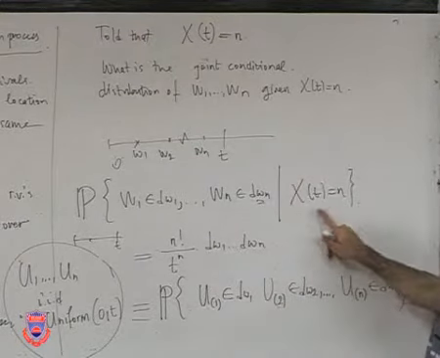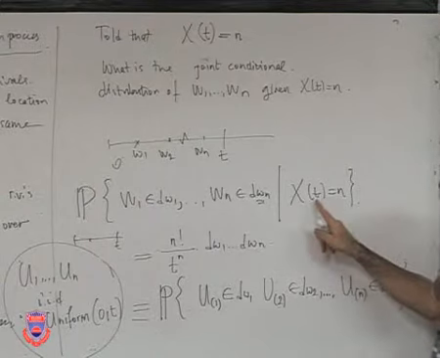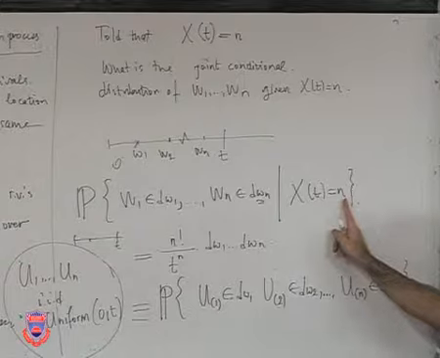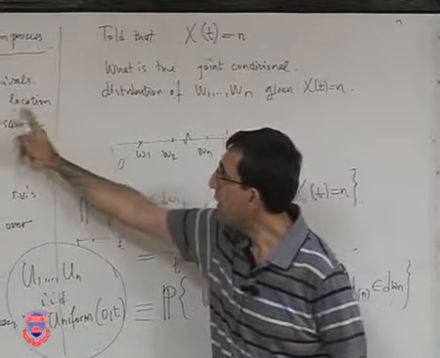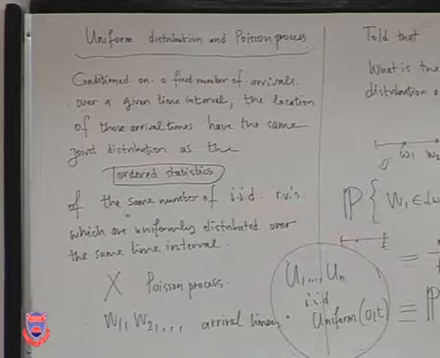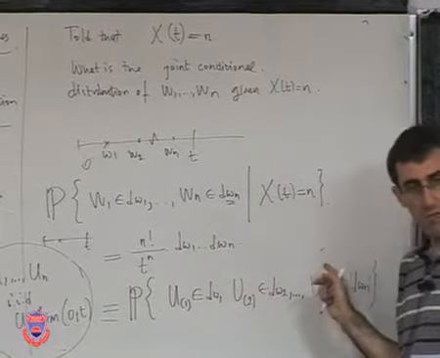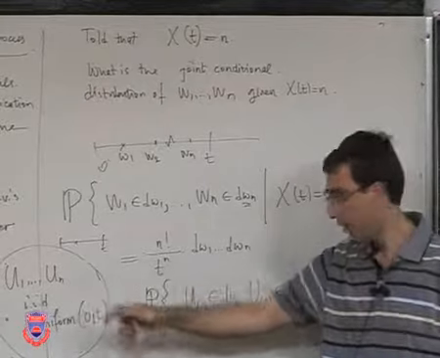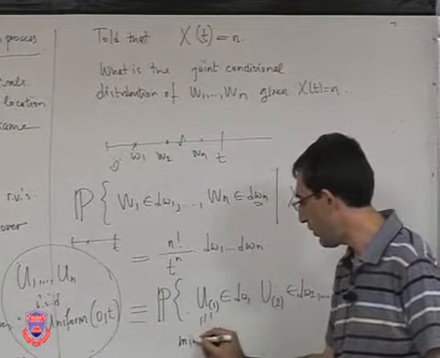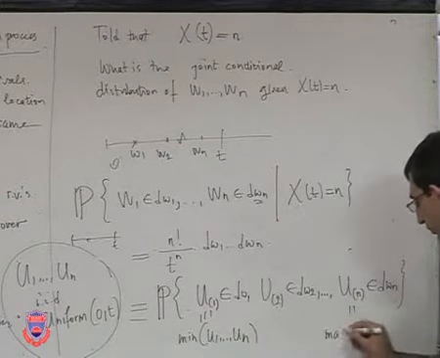The paragraph on the left-hand side describes this connection. It says: condition on a fixed number of arrivals over a given interval. In this case, the interval from 0 to t, and we are told that there are exactly n arrivals. Given that, the locations of the arrival times W1 to Wn have the same joint distribution as ordered statistics. You order these numbers from the smallest to the largest. They are themselves random variables because they are functions of random variables. So this is by definition the minimum of U1 to Un, and this is the maximum of U1 to Un.